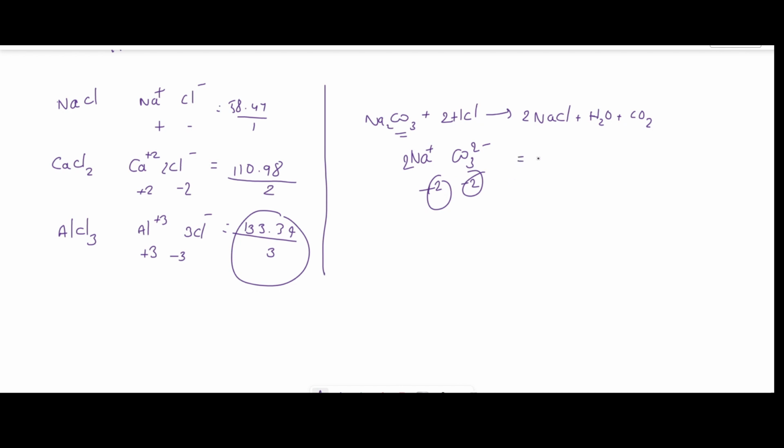So you can calculate the molar mass of Na2CO3, which is 106, divided by 2. So this will be the equivalent mass of Na2CO3. In this way, if you have taken any salt, you need to concentrate on the total negative charge or positive charge of that salt. Okay. So next, oxidizing or reducing agent.